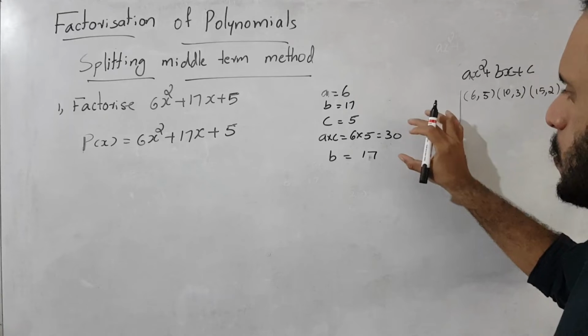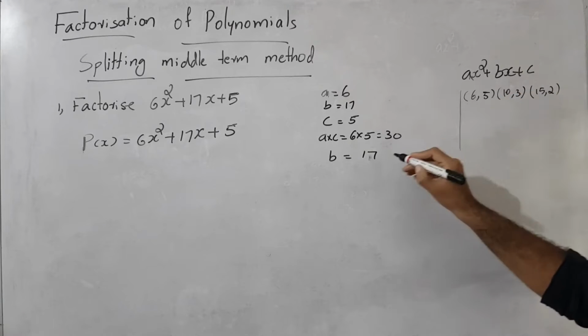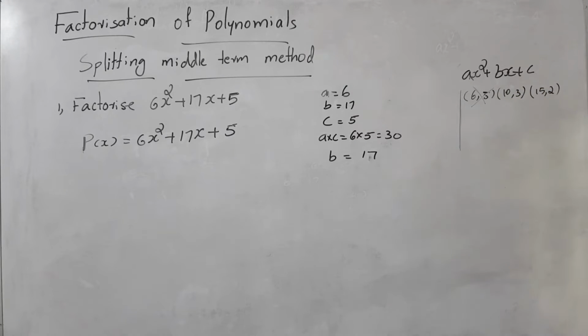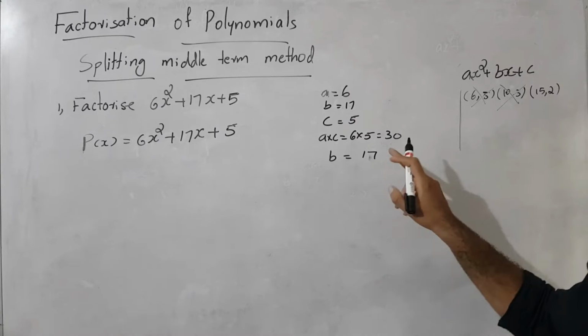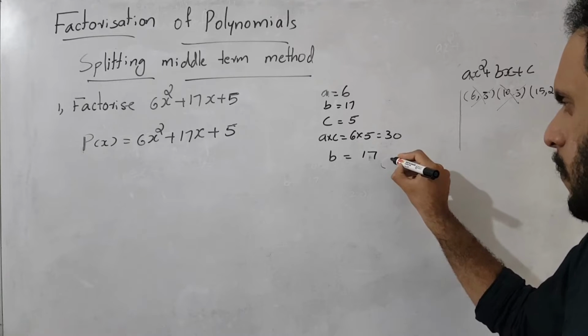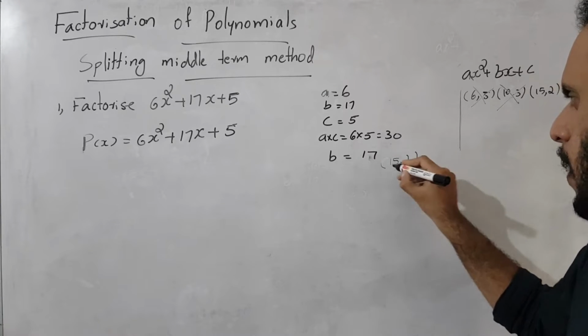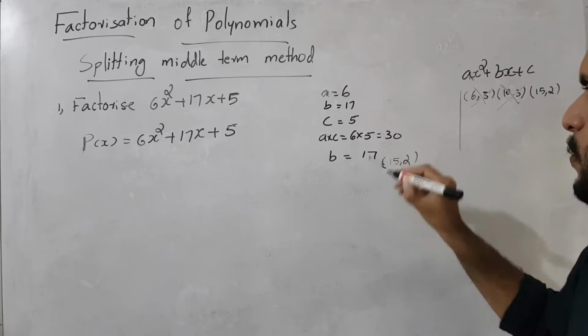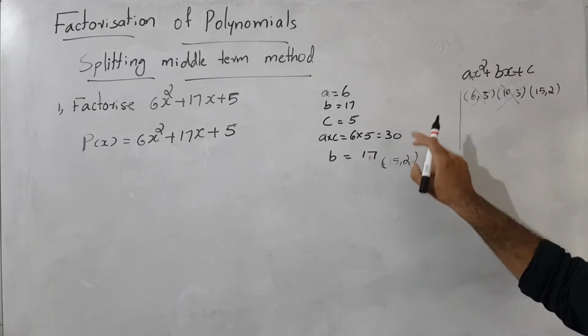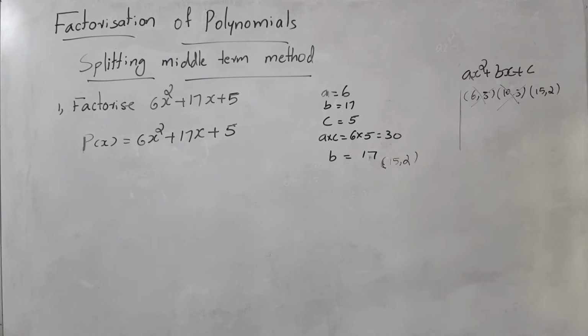Who satisfies these two conditions? 6 plus 5 is 17? No. Then it is cancelled. Okay. Then 10 plus 3. 10 plus 3 is 17? No. It is 13. Then we cancel this. 15 plus 2. 15 plus 2 is 17? Yes. 15 plus 2 is 17. So here we take the pair 15 and 2. Why? Because 15 and 2 satisfy these two conditions. Correct? 15 into 2 is 30 and 15 plus 2 is 17.